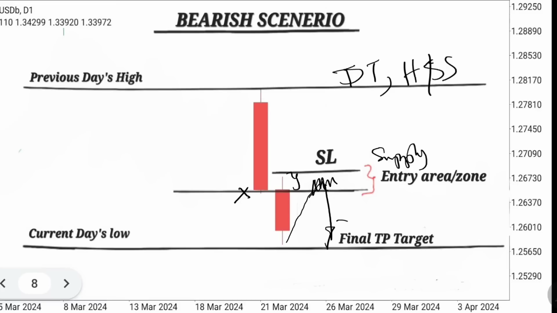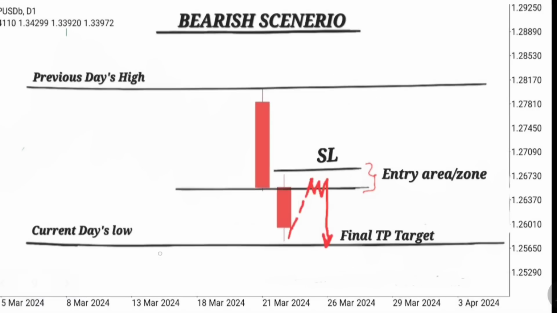So you target this low previously created by the current day's candle, and your stop loss should just be a few pips above the supply zone here. Now you can see how I've depicted it right there. So this is what we are looking at. The market should pull back to this point, and now we enter here after a due entry confirmation, and we trade down to this point.